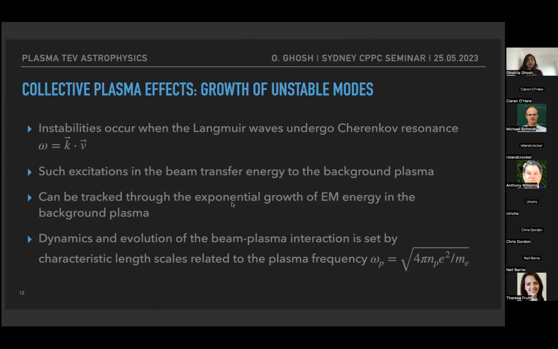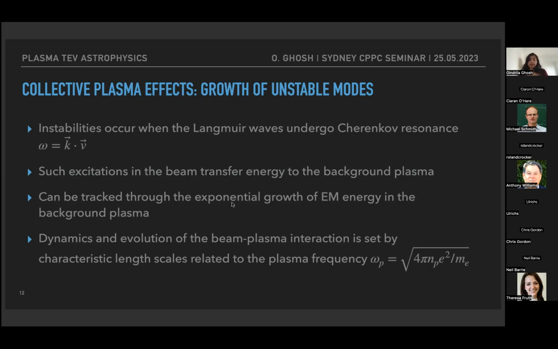The instabilities occur when Langmuir oscillations undergo Cherenkov resonance, and these resonant excitations then transfer the beam energy into the background plasma. And they could be tracked, in particular, through the exponential growth of electromagnetic energy in the background plasma, or correspondingly the exponential decay of electromagnetic energy in the beam.